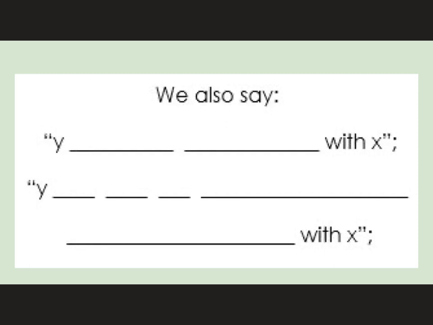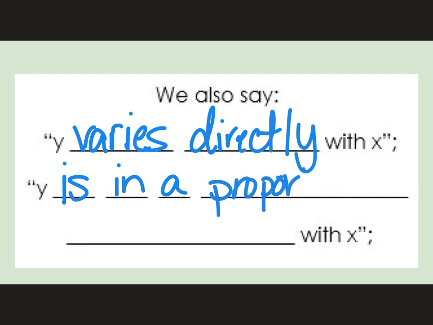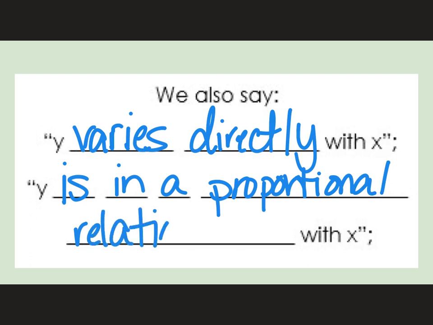So we say often that y varies directly with x. So that means, like I showed you at the beginning when we're talking about the sugar, or baking, in other words, it's going to vary directly. As the x changes, the y is going to change by the same amount each time as well. We could also say y is in a proportional relationship, it's very special, with x.